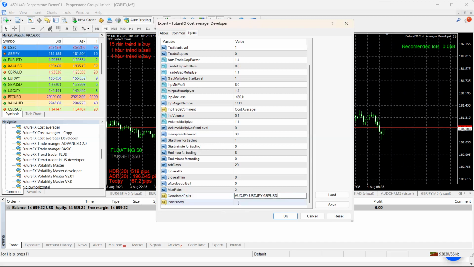Pair priority. All right, so you can add either high, medium, or low priority. So it all has to be in lowercase letters. And that's simply what it sounds like. It's going to give certain pairs priority over others.